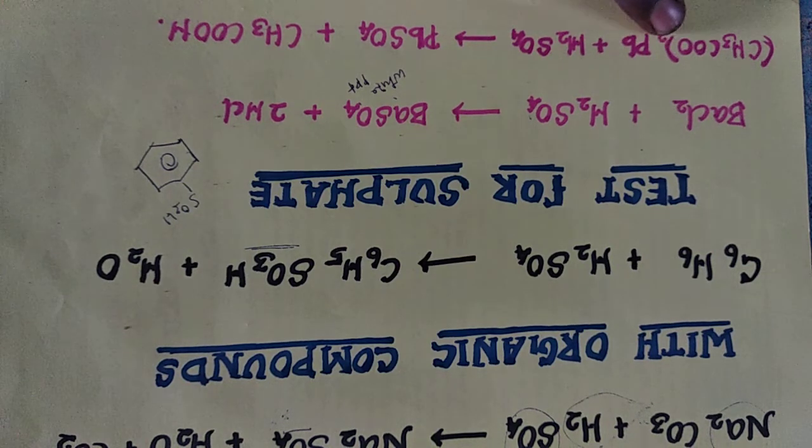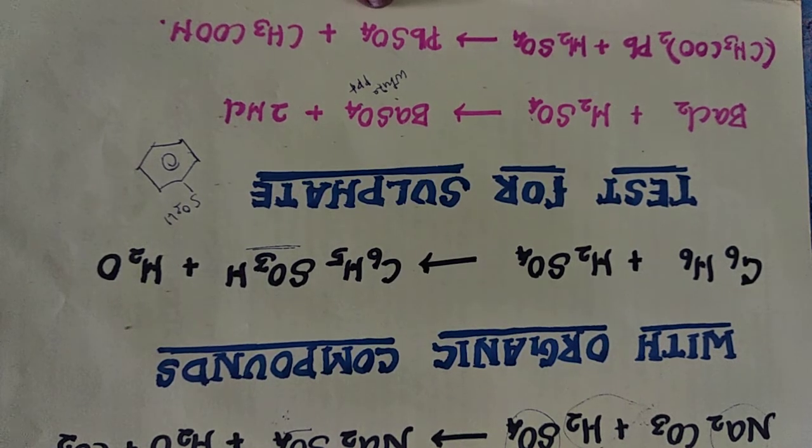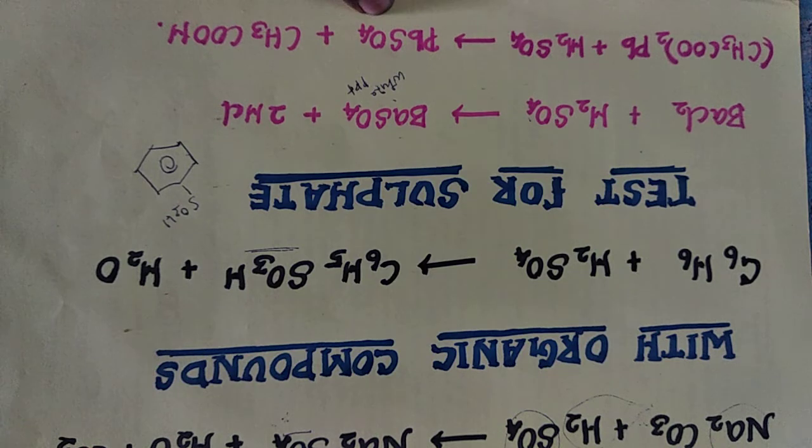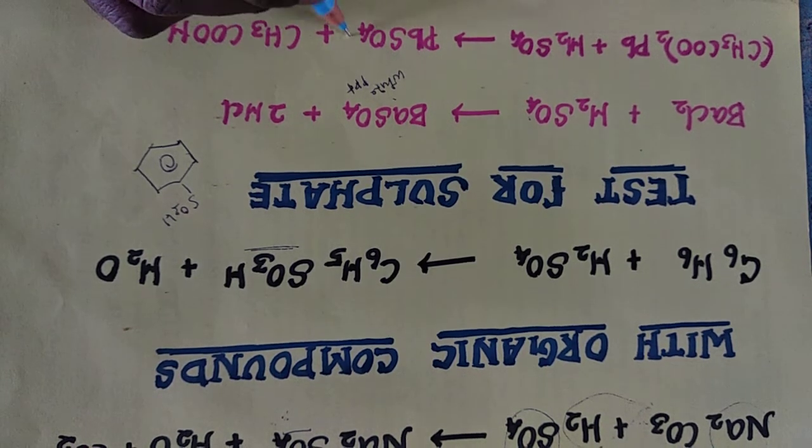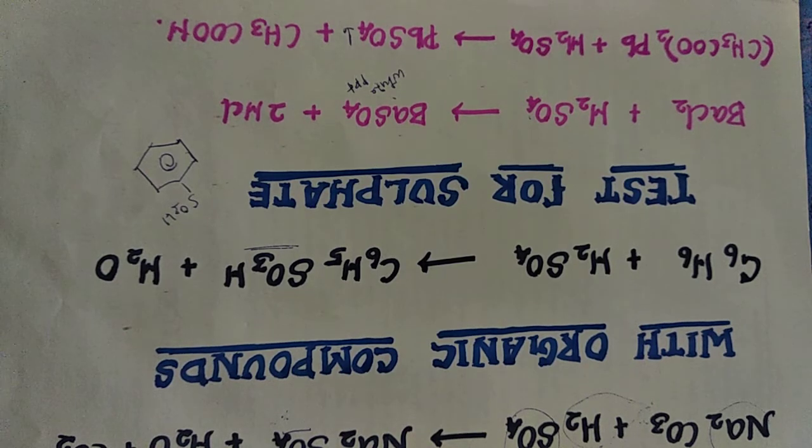The second test suggested for the presence of sulfate radical is lead acetate. This is the formula for lead acetate, (CH3CO)2Pb. Lead acetate with sulfuric acid results in the formation of lead sulfate, PbSO4. This also will be a white precipitate, along with the formation of acetic acid. So in both the processes, if we obtain a white precipitate, we can confirm the presence of sulfate radical. What are the tests suggested for the identification of sulfate radicals? The first one is the barium chloride test, the second one is the lead acetate test. So with this, all the chemical properties of sulfuric acid are over.